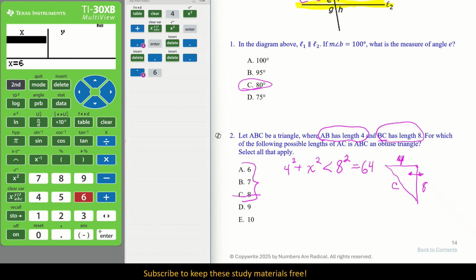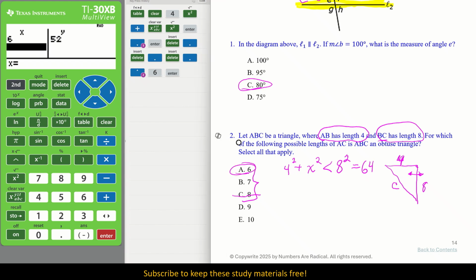So I'm going to say 6, enter. Is that going to be less than 64? Yes. So I'm going to say A is one of our options. Absolutely. Now let's try 7. Oh, that's greater than 64, even 1 digit more. That's not a good integer value. So I'm going to mark off that.